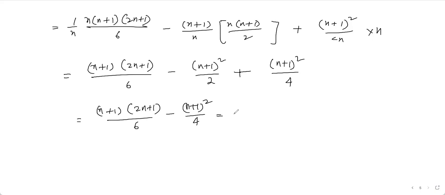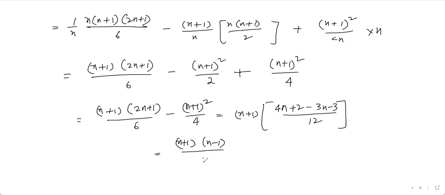Which results to n plus 1 multiplied to 4n plus 2 minus 3n minus 3 by 12. So this would result to n plus 1 and n minus 1 by 12, or n squared minus 1 by 12. So this is the solution, the variance.